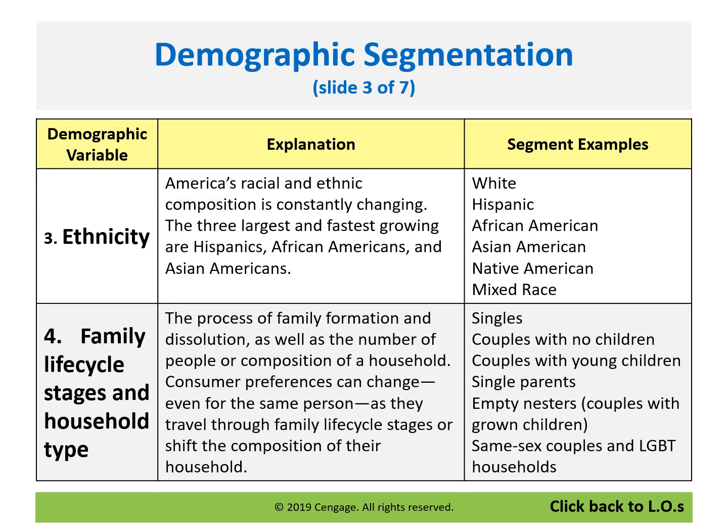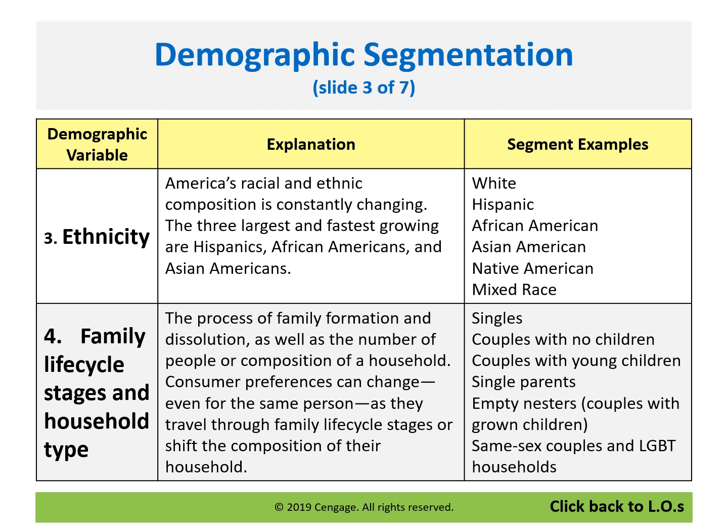Next demographic variable is ethnicity. In the US, America's racial and ethnic composition is constantly changing. The three largest and fastest growing are the Hispanics, the African Americans, and Asian Americans. Other segment examples are white, Hispanic, African American, Asian American, Native American, or mixed race.